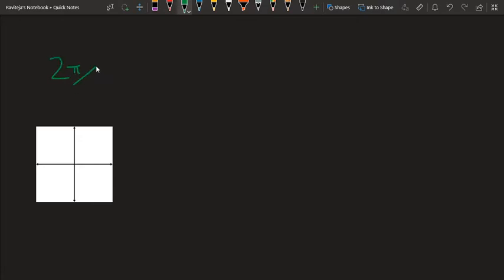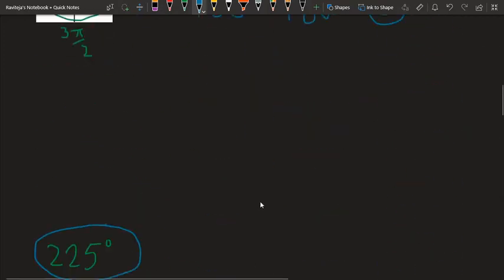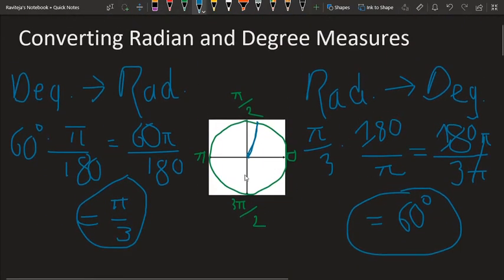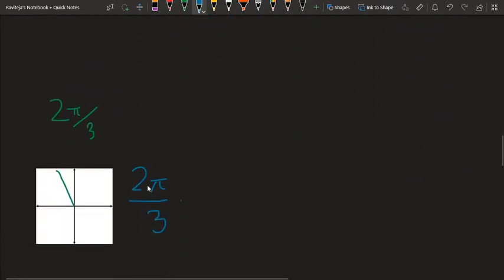Now that I've given you this radian measure, I want you to imagine that this is the unit circle, and then draw 2 pi over 3, and hopefully you're going to draw it somewhere around here. That is in fact where 2 pi over 3 would go, and now we want to convert that to its degree measure form. Remember, just as we did in the beginning, we start with 2 pi over 3, and now instead of multiplying it by pi over 180, we're going to multiply it by 180 over pi.